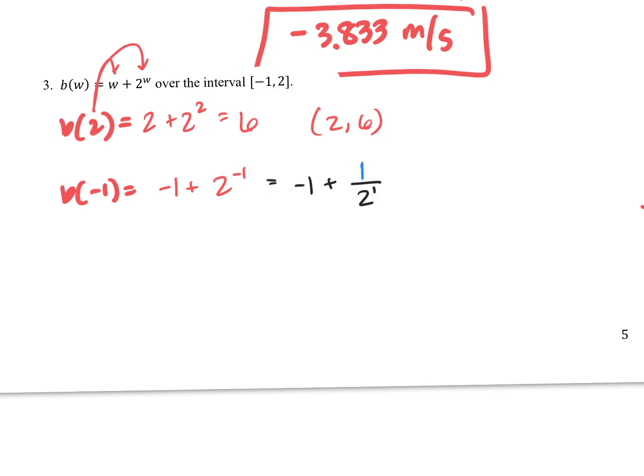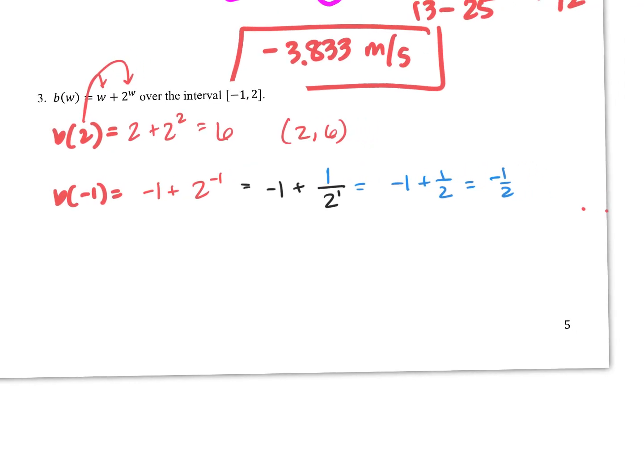So 2 to the negative 1 turned into 1/2, right? That little exponent of a positive 1 is just implying that whenever we've got any number, they always have an exponent of positive 1. So what's negative 1 plus a half? Negative 1/2, perfect. So when we plugged in a negative 1, we got negative half as my y value.